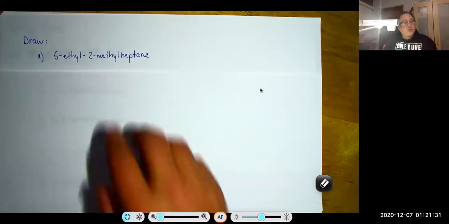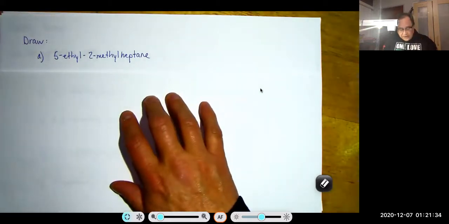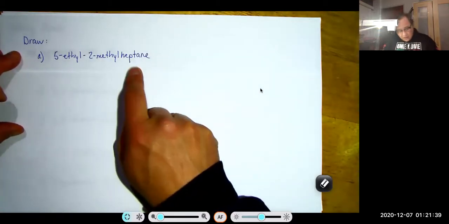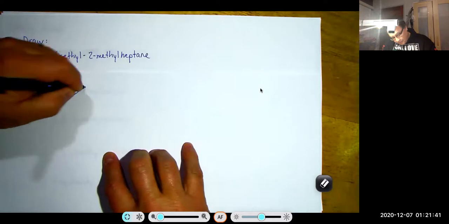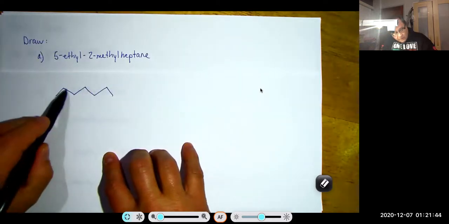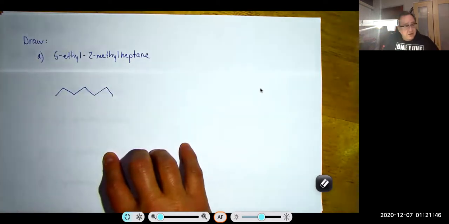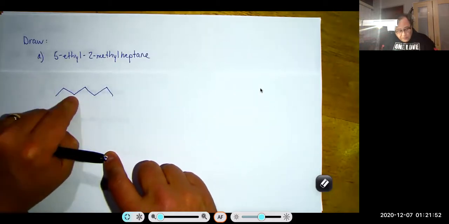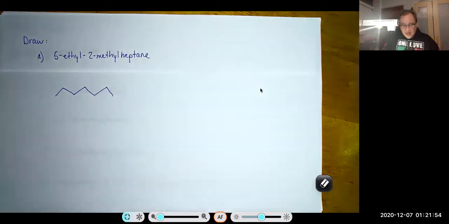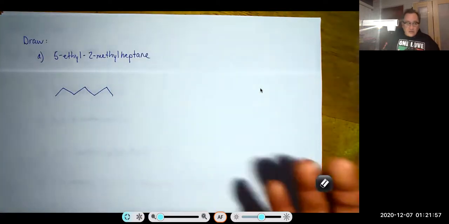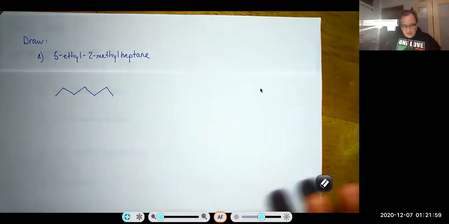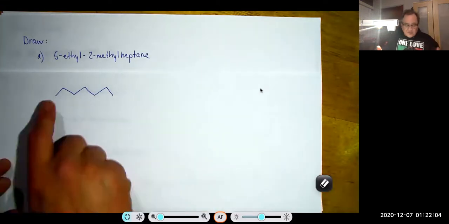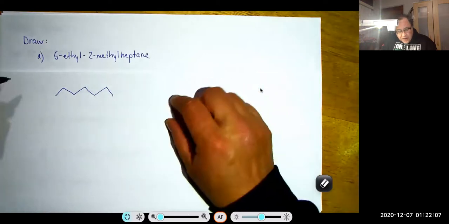So let's draw these. When you draw these, you start with the parent. This is heptane, which means we need 7 carbons. So 1, 2, 3, 4, 5, 6, 7. I have 7 carbons. Now I'm going to call this carbon 1, 2, 3, 4, 5, 6, 7, because when I'm drawing this thing, I get to choose which side I want to call number 1 and which side I want to call the end, if you will, number 7. And I like to go from left to right. It's very conventional. So here I have a 2-methyl.